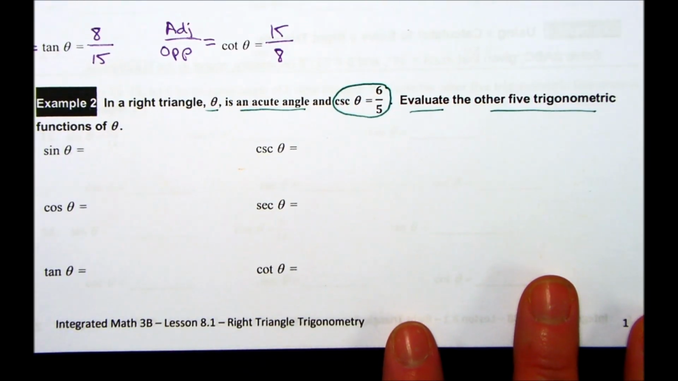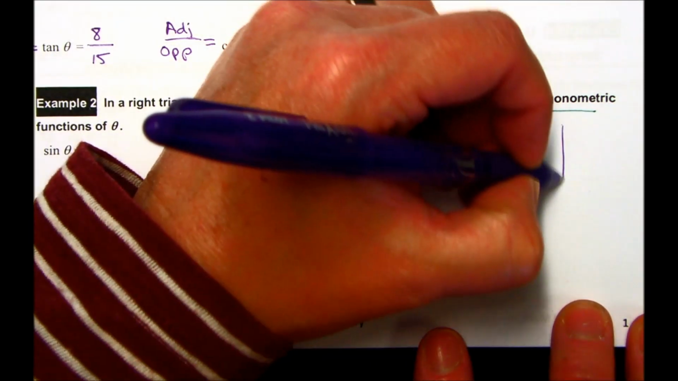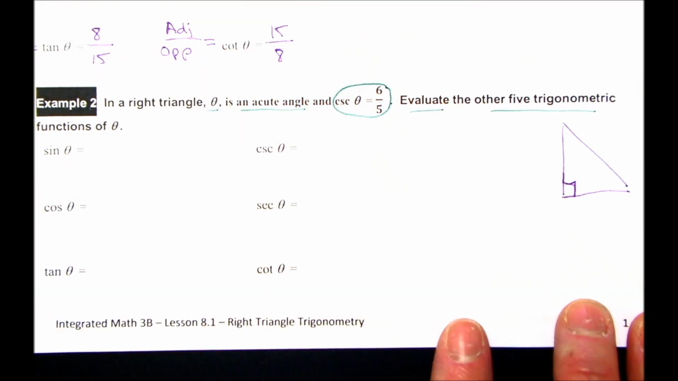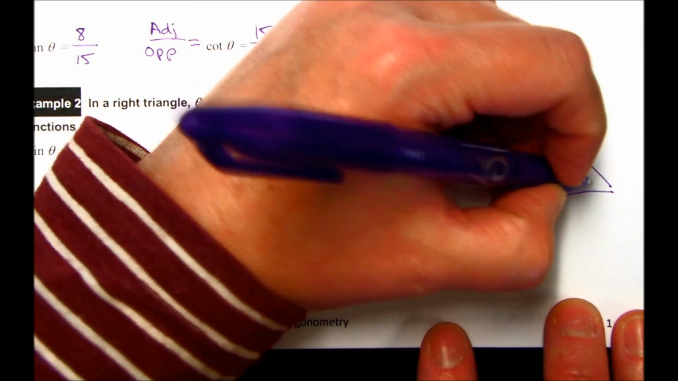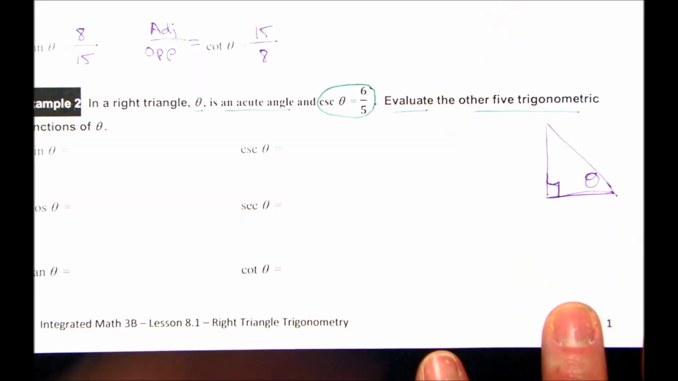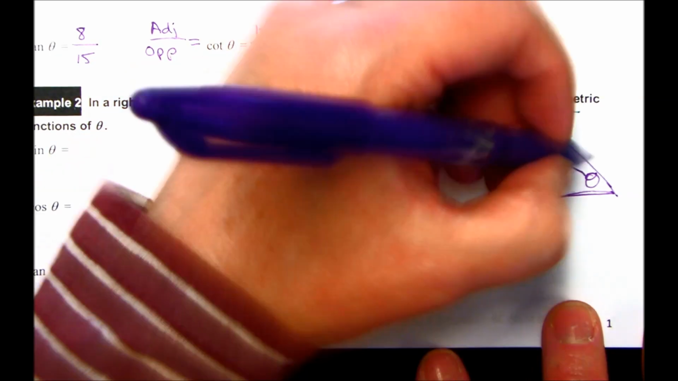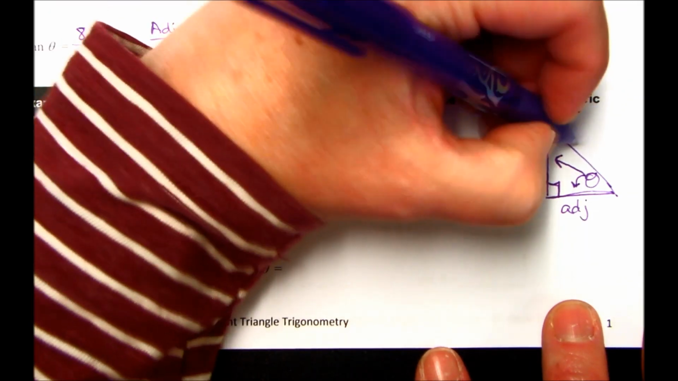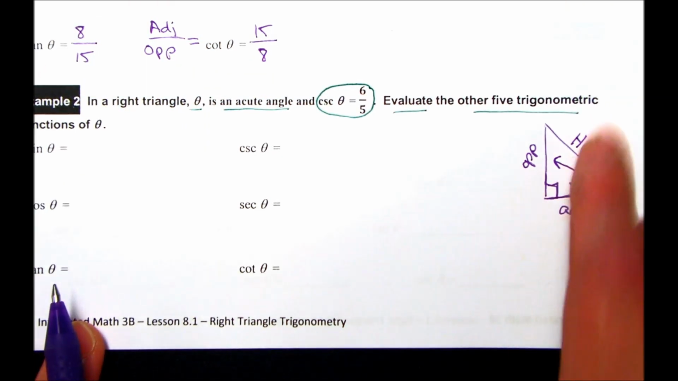What I would recommend is that you actually draw a picture of a right triangle off to the side. You can put your theta here, or you can put your theta here. I'm just going to put it down here. The side opposite will be over here. The leg that's adjacent would be here. And then, of course, the hypotenuse is across from the right angle. So here's my right angle, opposite.